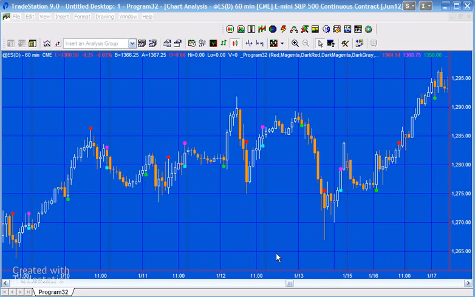So Program 32 is, I was asked by a Gold Pass member if I could develop a program that looked back throughout the history of a chart and determined at which times the high of the day and the low of the day most frequently occurred. So that is what I've done in this program.